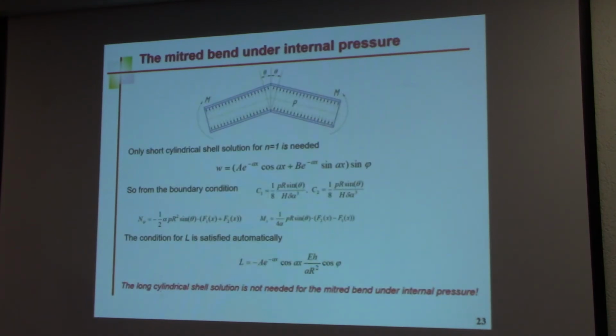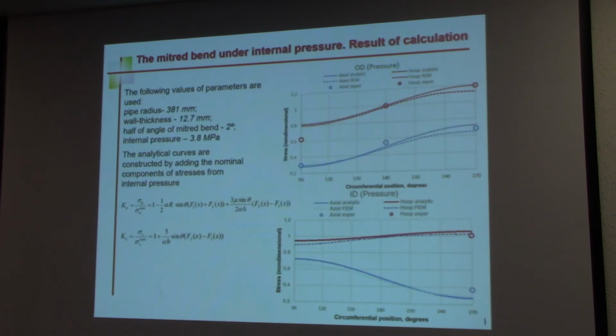For the mitred bend under internal pressure, we will start from a short solution. We'll get all these constants, and the condition for shear force is satisfied automatically. So our long solution isn't needed here. We just have only the short solution. And here's a comparison with the experimental results and the FEM solution.